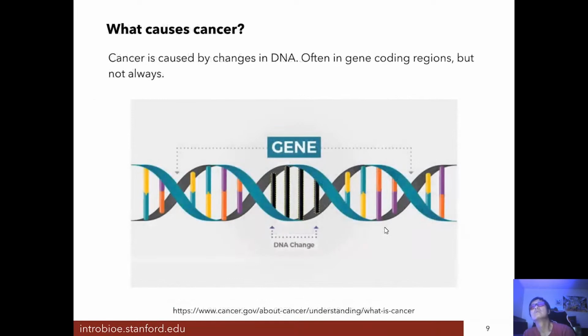Okay, so if those are the types of cancer we're going to talk about, solid tumors and liquid tumors, then I think a good question is what causes cancer, right? We know that it's an overproliferation of cells, but what causes them to overproliferate? Cancer is caused by changes in DNA, often in gene coding regions, but not always. So sometimes you get a gene that gets mutated, and that makes the gene either non-functional or hyperfunctional. And we'll talk about what that means in a second.